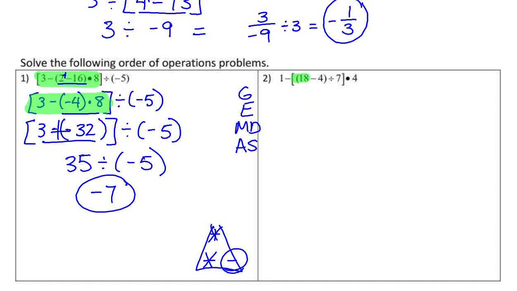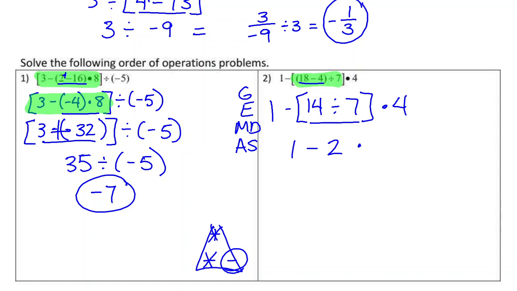So I'm going to do this bracket first. I have to do the parentheses inside first. So 18 minus 4, which is 14. 14 divided by 7 is the next step, which is 2. And you don't have to leave it in brackets if you don't want to. 2 times 4 is 8 minus 1, and so you get negative 7 for that problem.